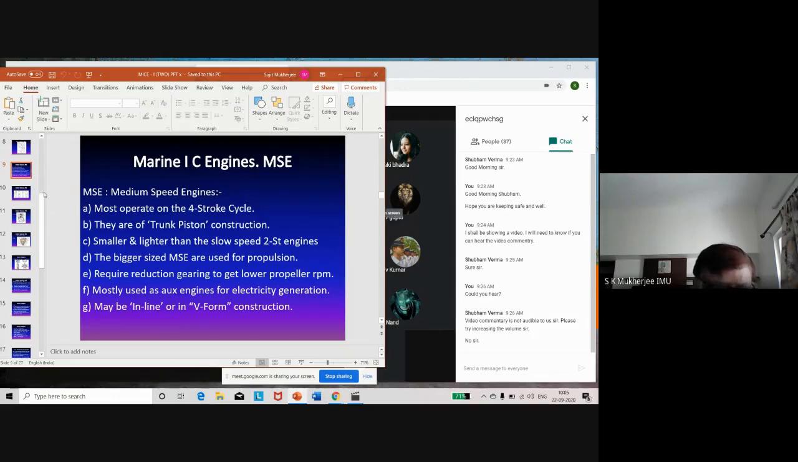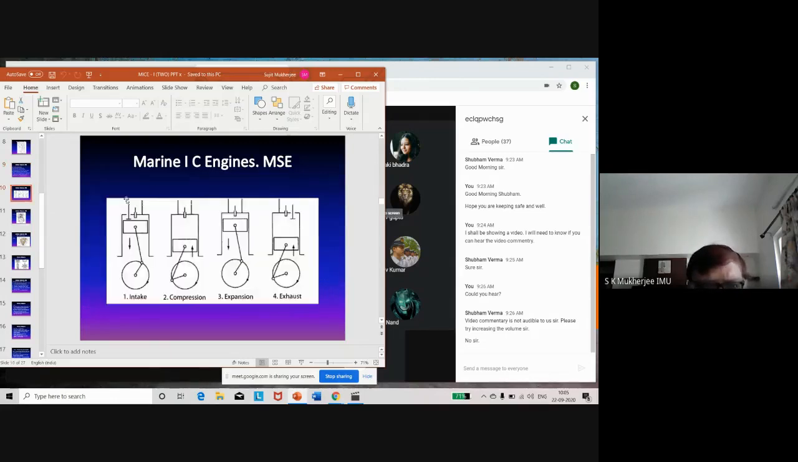Let's have a look at it. So here it is. This is the explanation of the four-stroke sequence of operations, or four-stroke cycle. First is the intake, then compression, then expansion, and then exhaust. These are the four sequences of operation. Now have a look at the diagram. The liner is the same in all the four. The fuel injector is the same in all the four.